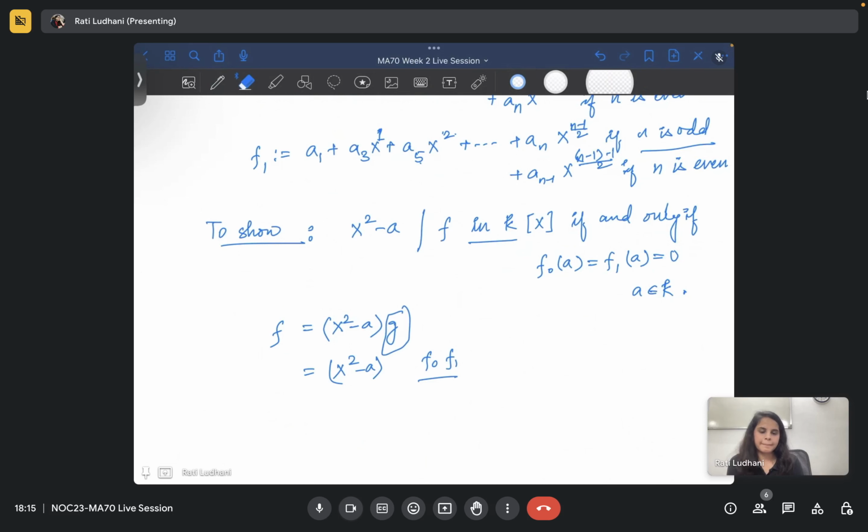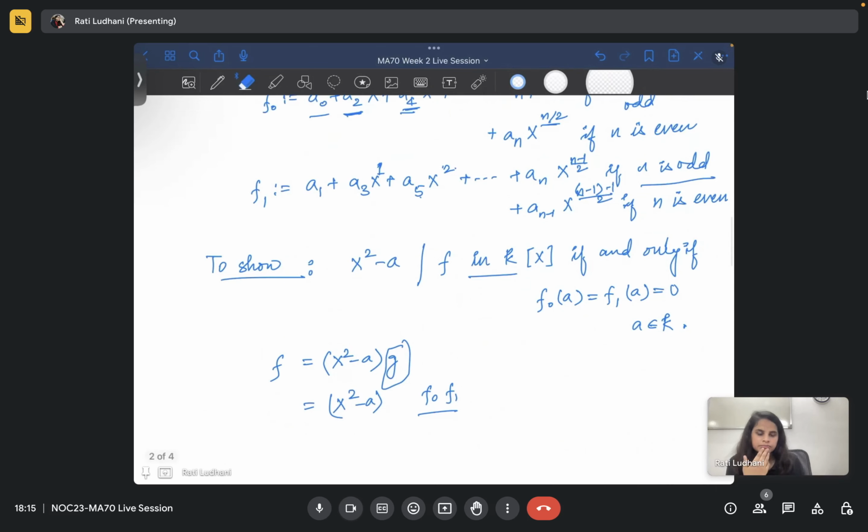What I'm saying is, those two polynomials G0 and G1, right. G0, G1. Right. x square minus a into G0 would be one polynomial, plus x square minus a into G1. Okay. In this one, in the first one, all are odd coefficients.